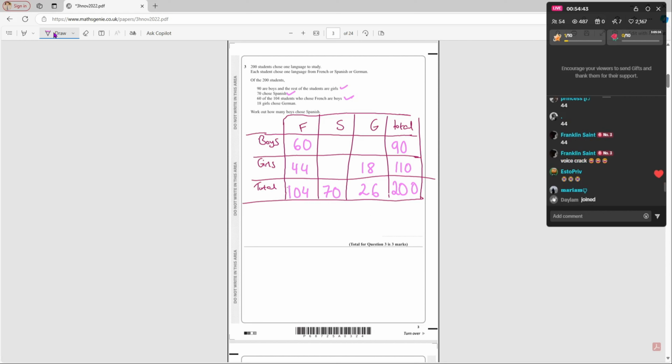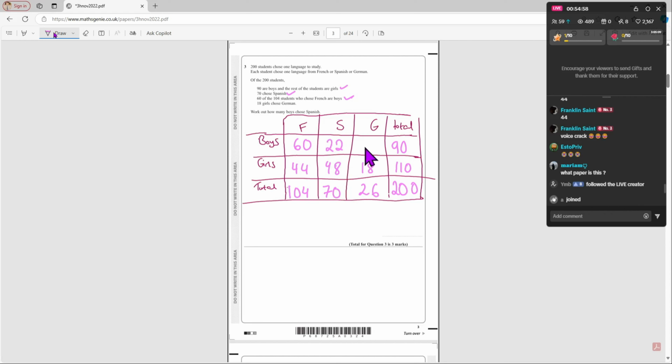So now, once you have done that, you can work out how many girls chose Spanish. Do 110 minus 18 minus 44 in your calculator. You'll get 48. And then you can work out this one by doing 70 minus 48, which is 22 over here. And then you can work this one out, which will be 8.